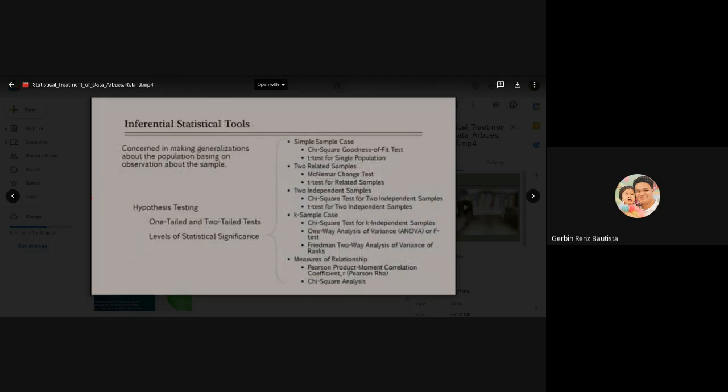Inferential statistical tools are concerned with making generalizations about the population based on observations about the samples. It is carried out by conducting hypothesis testing, either by one-tailed and two-tailed tests or by tests to determine the levels of statistical significance. Here is where the different tests fall under.